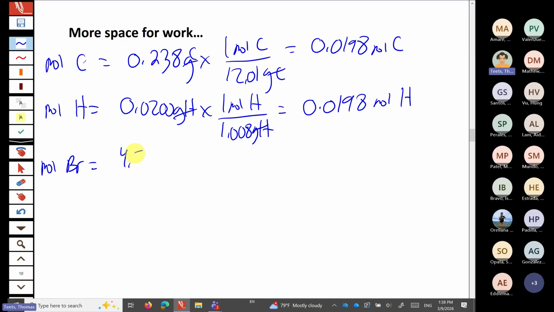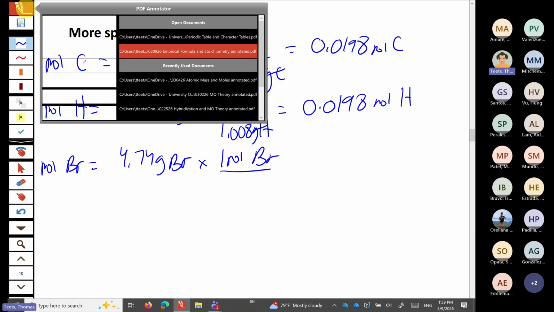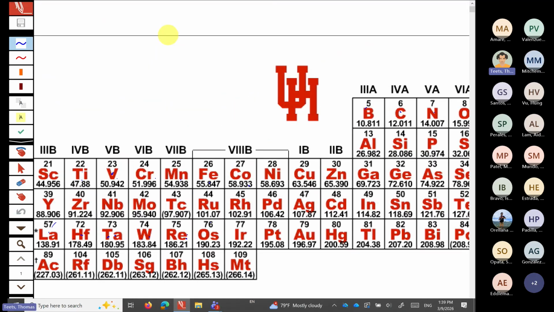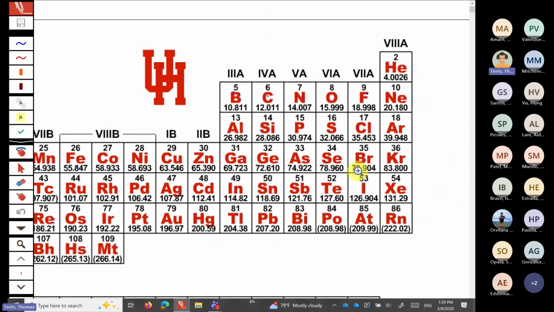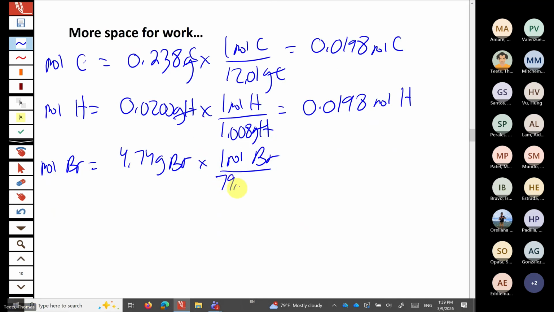We found by difference that there's 4.74 grams of bromine in this compound. The atomic mass of bromine from the periodic table, and remember, that's where we look these things up. Bromine is over here, 79.90. So that's the atomic mass of bromine that we'll use to find moles. That gives 0.0593.